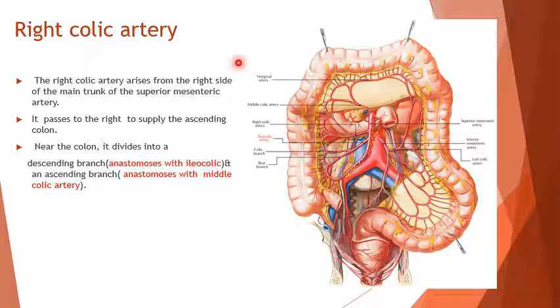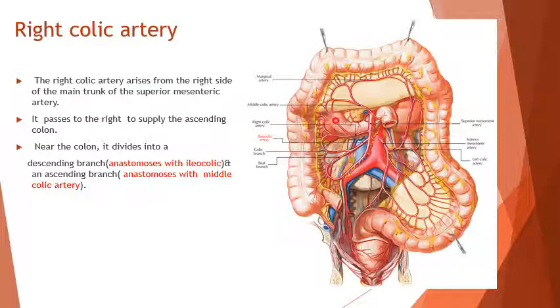The third branch is the right colic artery. It arises from the right side of the superior mesenteric artery, from its main trunk. See, this is the right colic artery, and it passes to the right to supply the ascending colon. This is the ascending colon. This part is supplied, and near the colon it divides into a descending branch and an ascending branch. See, this is the ascending branch.